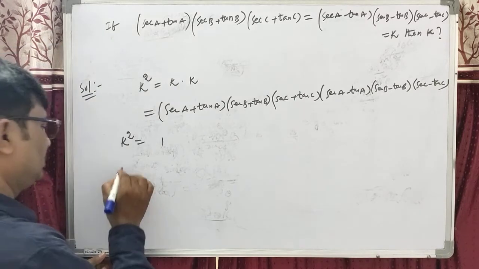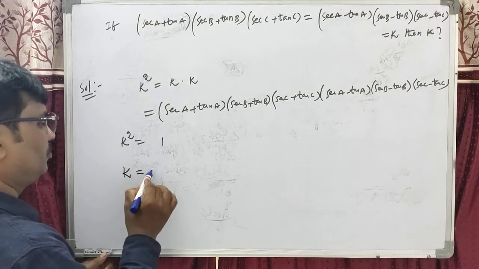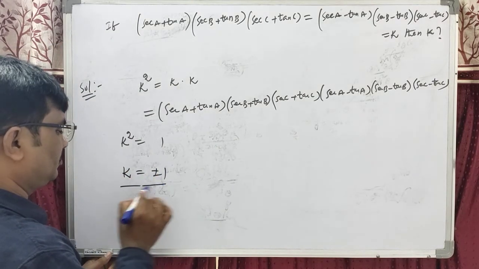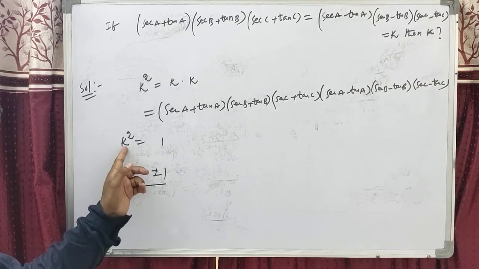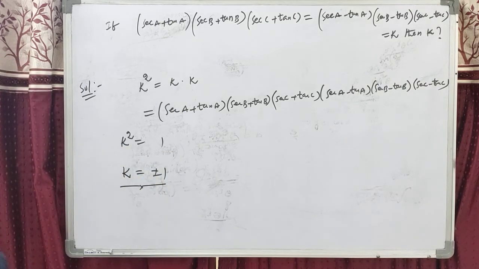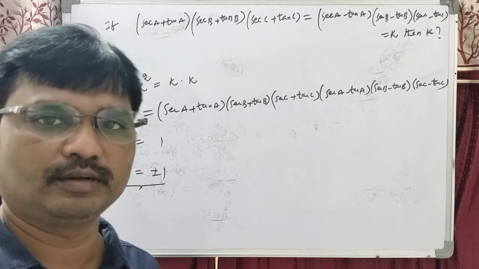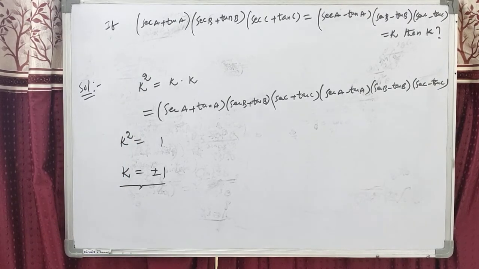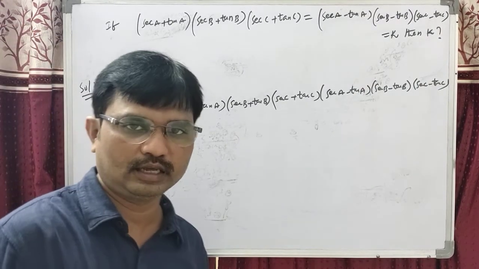Dear students, K equals plus or minus 1. What, students? K square equals 1, so K equals root of 1, which is plus or minus 1. Okay students, K equals plus or minus 1. Write down, students.